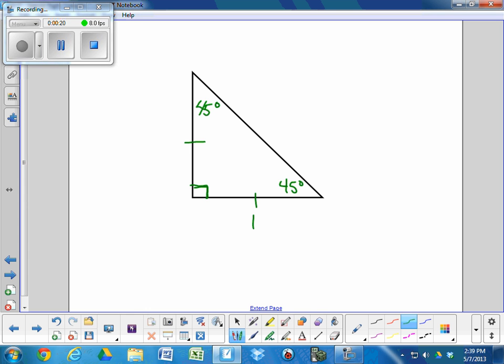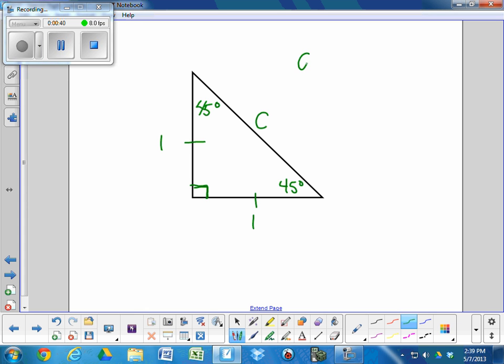Now, we know the two legs are equal this time, so we don't really have small, medium, and large. Instead, we have two smalls and a large, okay? So because the two smalls are the same length, this one would have to be 1 as well. The question is, what's the hypotenuse, C?